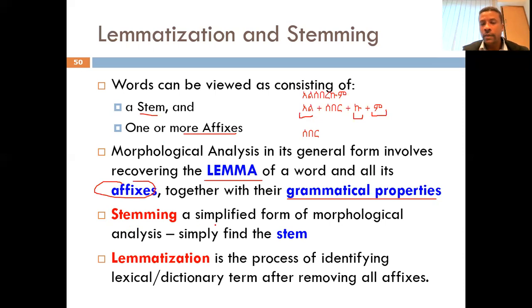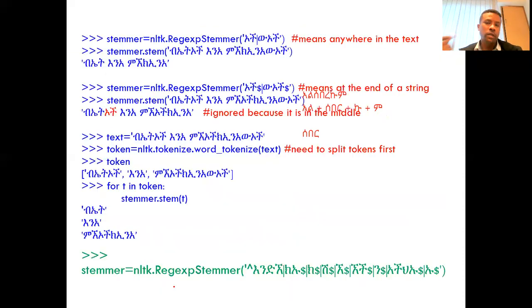So stemming is a simplified form of morphological analysis, and what it does is simply identify the stem, remove the prefix and the suffix, whereas lemmatization, after removing them, requires whatever is left to be part of the dictionary or a lexical term. This is the only difference between the two.